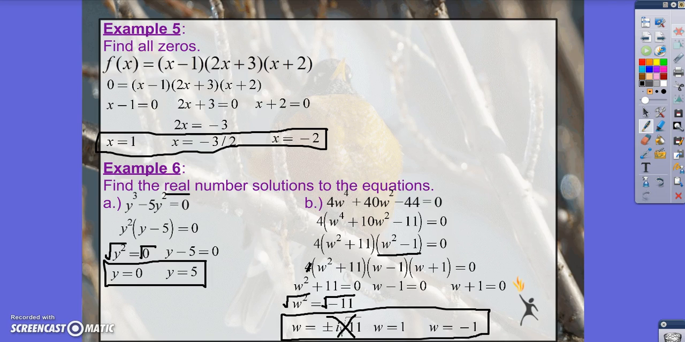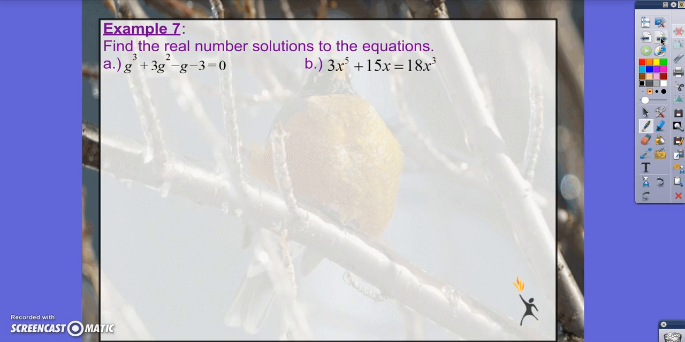So let's take a look at our last set of examples here. We have one last one for the lesson finally. And honestly, I don't think it's a bad idea to pause the video and solve them yourself, other than me solving them for you. Letter A, well, there's 4 terms, so you should be doing grouping. Be careful with B. Do you see how B is not equal to 0? So we actually have to transpose the 18x cubed over.